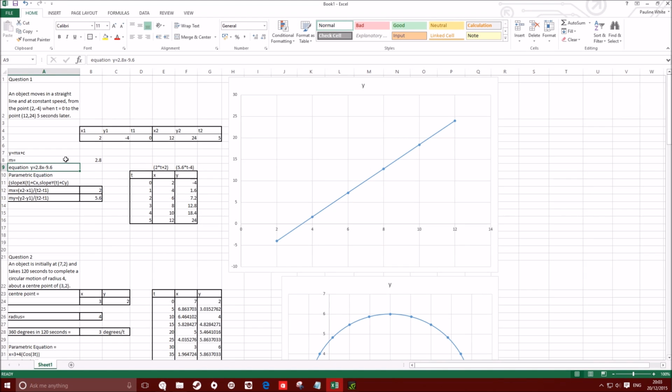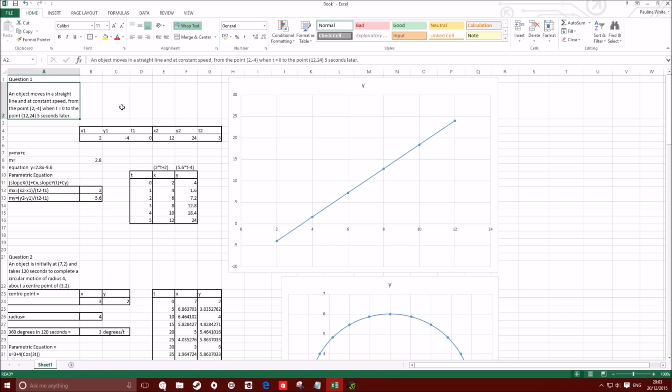Okay, I'm going to explain how to create the following 2D movements: straight line motion, circular motion and wave motion. So first off, straight line motion. For this question, an object moves in a straight line and at constant speed from the point (2, -4) when t equals 0 to the point (12, 24) 5 seconds later.